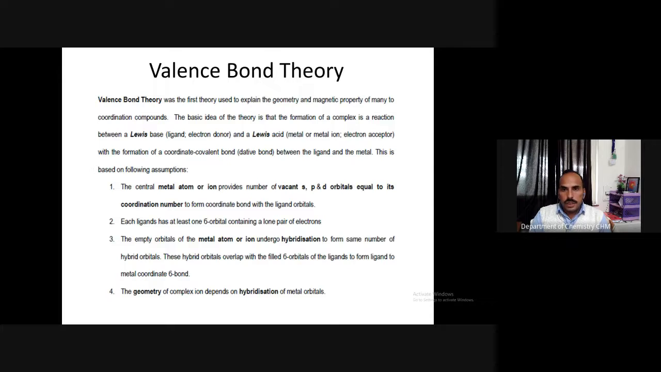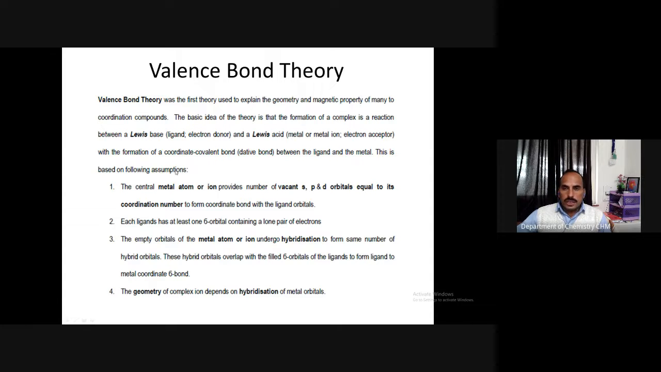Okay. So as it was modified, the basic idea of the theory is that the formation of a complex is a reaction between a Lewis base, that is ligand or electron donor, and a Lewis acid, that is metal or metal ion, that is electron acceptor in this case. And in this case, because both the electrons of the bond are donated by the ligand, right? They are not shared equally. They are donated by the ligand. So this bond was called a coordinate covalent bond or dative bond, okay, between the ligand and the metal.